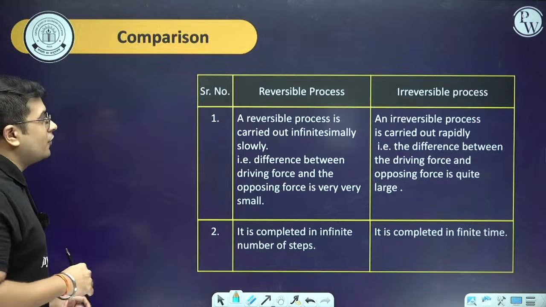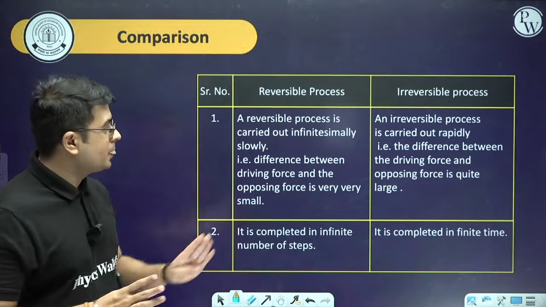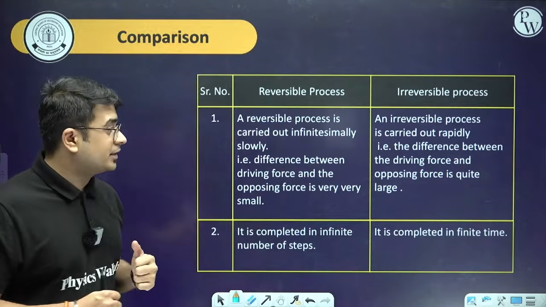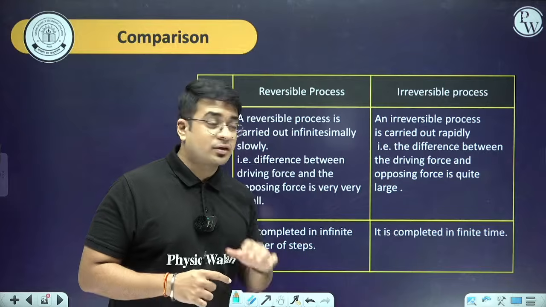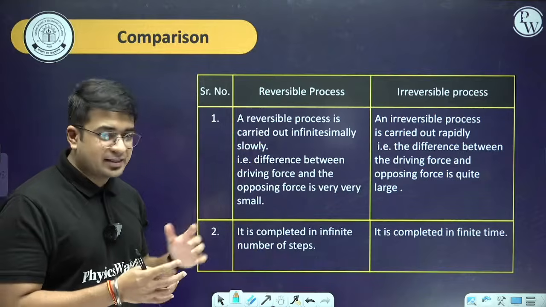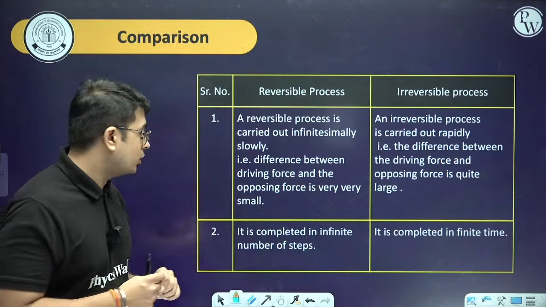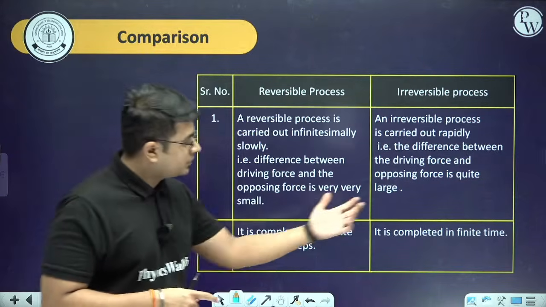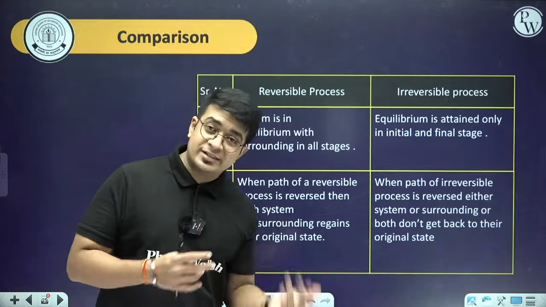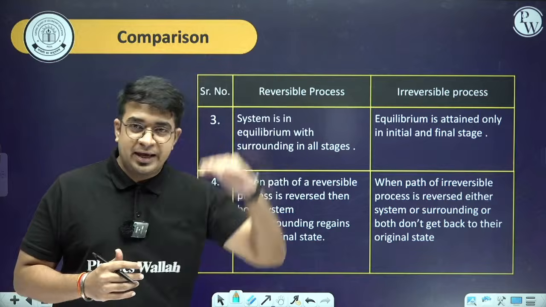Now after completing the entire part, you can see the difference between reversible as well as irreversible process very easily. This process is going to occur in infinite number of steps, but this process is going to occur in finite steps. Now in this case, irreversible process is carried out rapidly and the difference between the driving force and the opposing force is quite large. But in this case, the driving force and the opposing force are approximately equal and the change is very small. Now it is complete in infinite number of steps, but the irreversible one completes in finite number of steps. Just like that, system and surrounding are always in equilibrium at every stage, but in this case they are in equilibrium only at initial as well as final state.